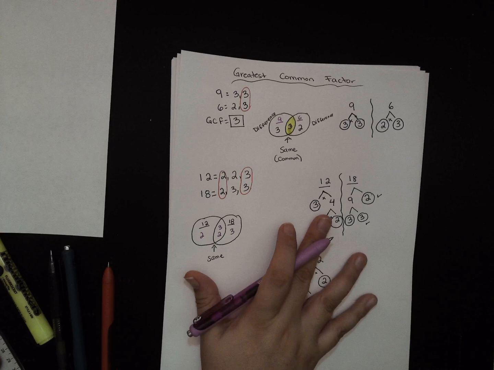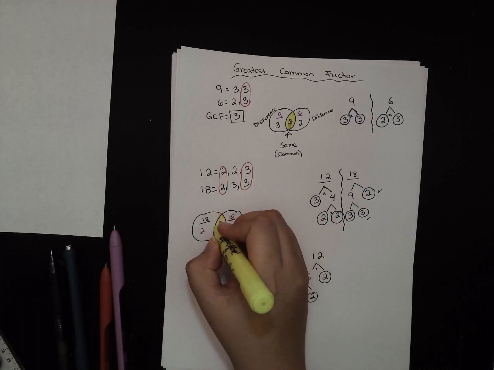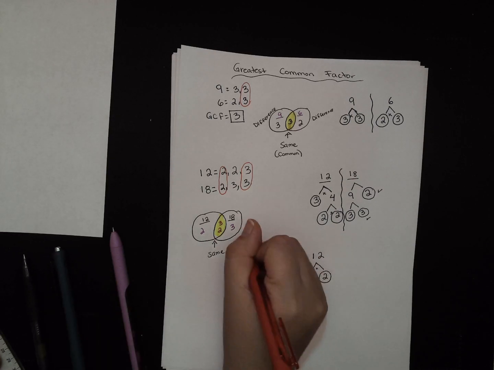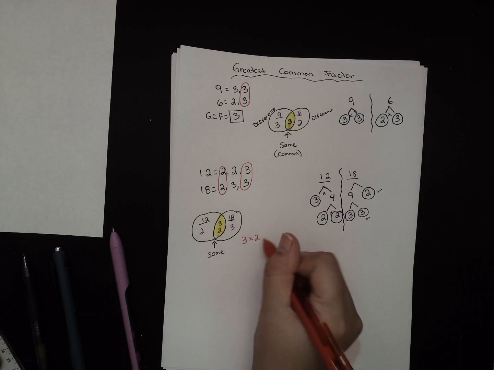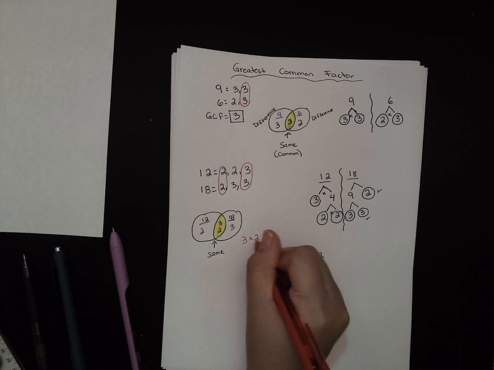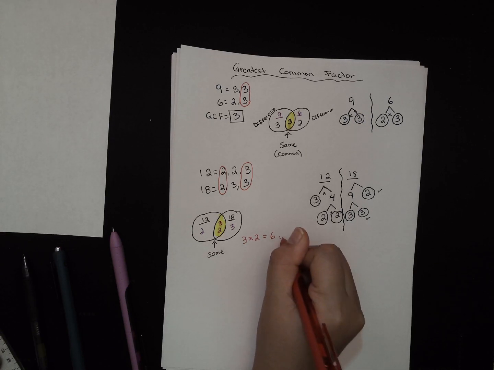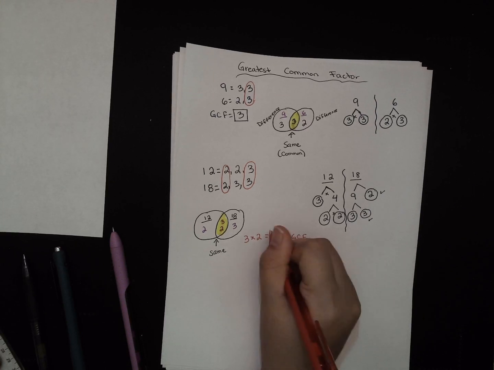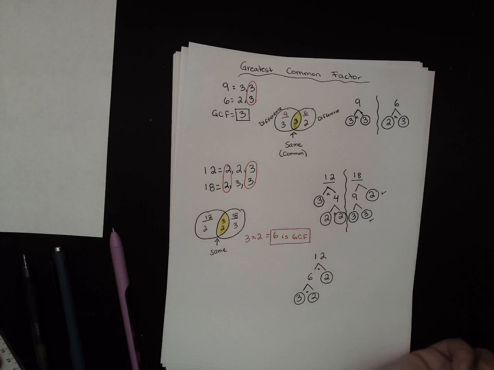Okay, so I need to highlight this right here. And what factors do I have? I have 3, and then I need to have 2. So 3 times 2 will equal 6. So your greatest common factor is 6. So 6 is your greatest common factor. That means 6 is in 12 and in 18.